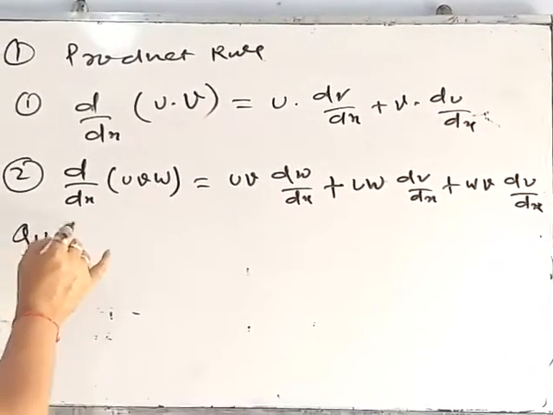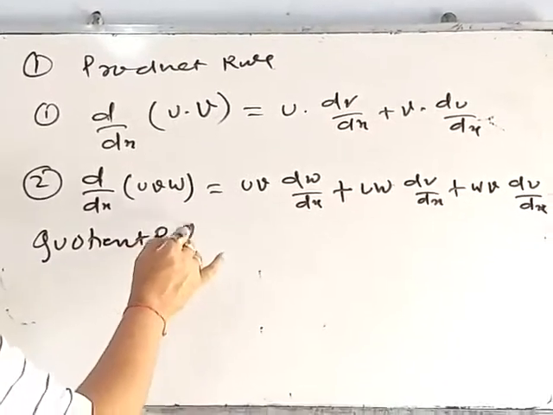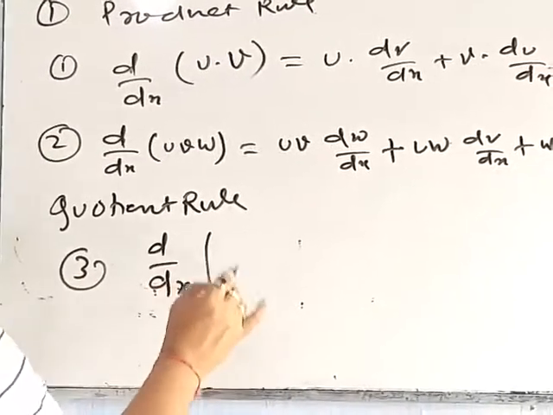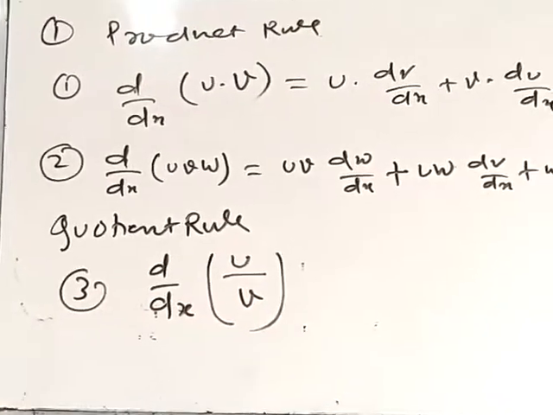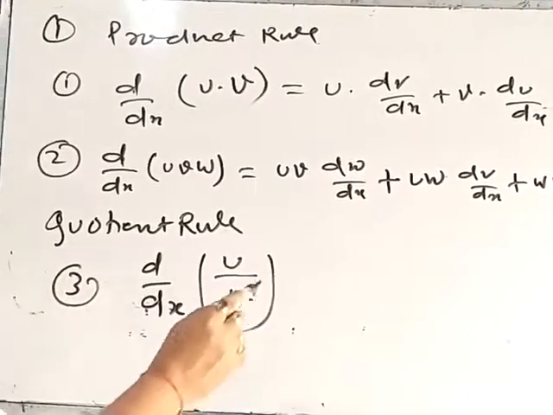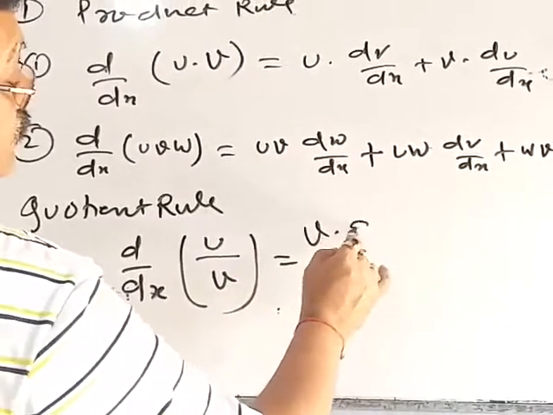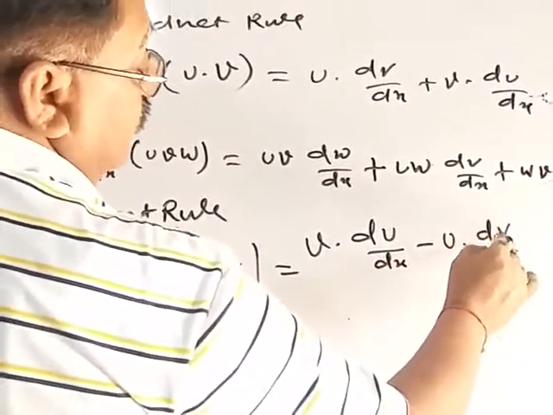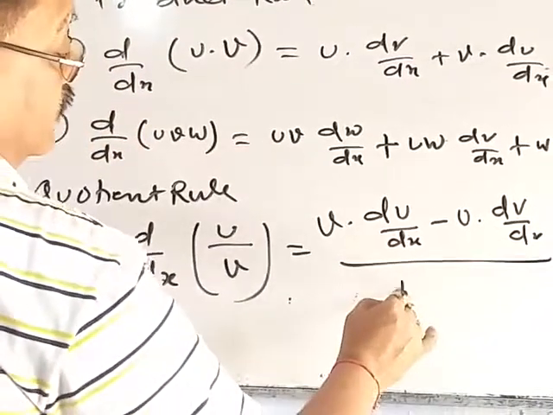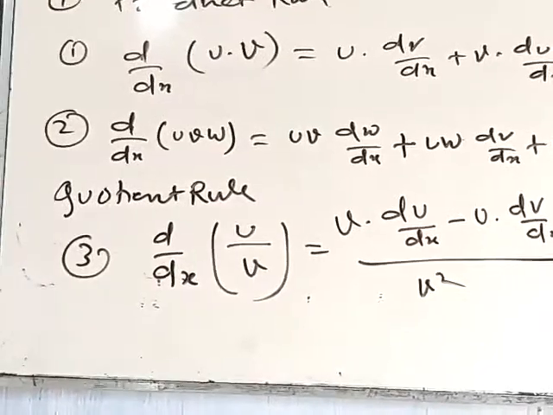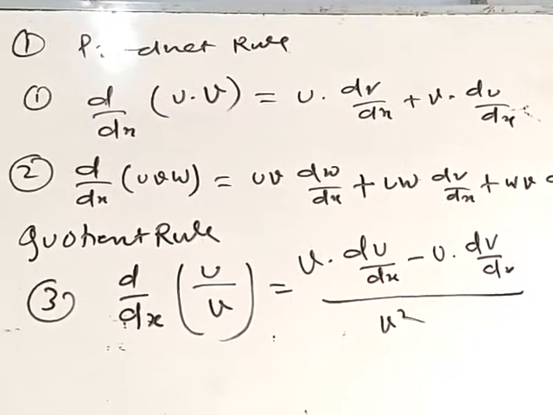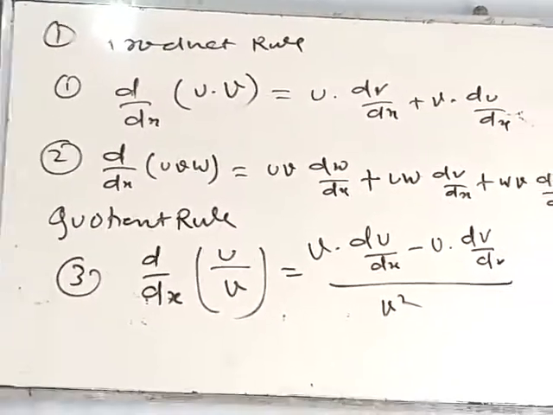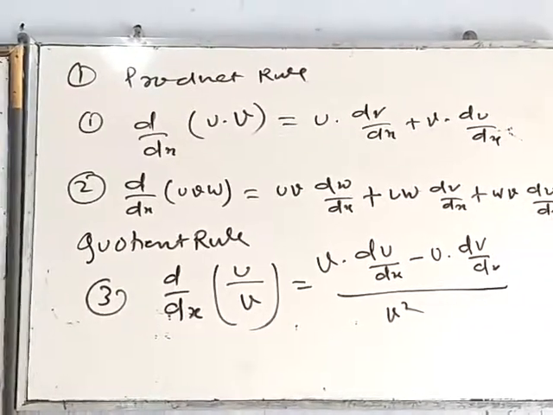Quotient rule: d by dx of u by v. u is the numerator, v is the denominator, students. Then you write denominator into derivative of numerator minus numerator into derivative of denominator, upon denominator square. These are the product and quotient rules, which you learned in class 11. I have just recalled them. Now the chain rule is there.